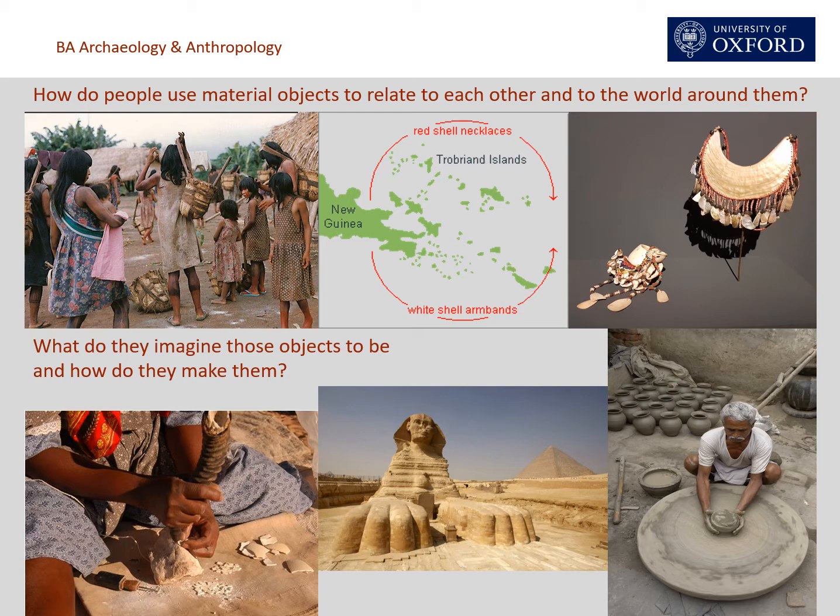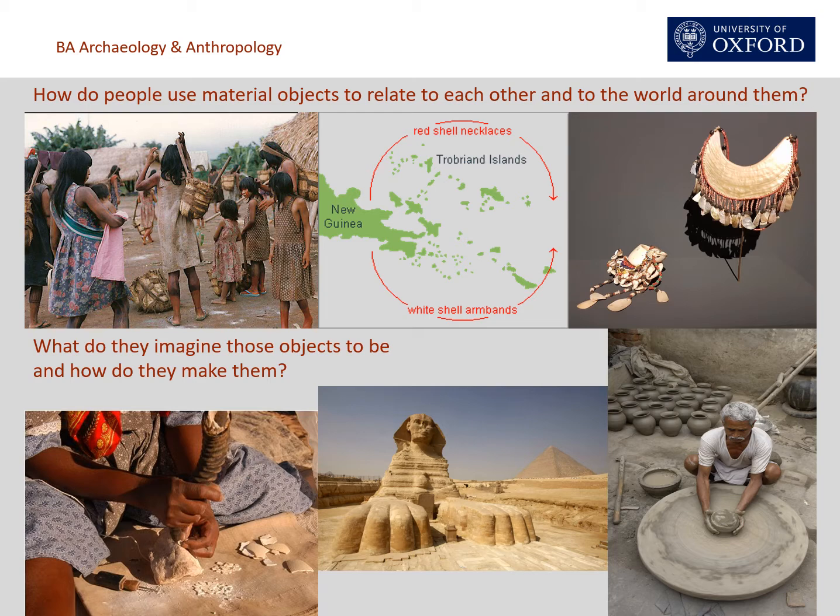And if you think about your own lives for a moment, it's obvious that none of us live in a world free from material things. We have objects all around us. Our lives are structured by those objects, whether they are small items of personal jewelry or clothing, or whether they're very large items like the spatial organization of a house. How then do people use material objects to relate to each other and to relate themselves to the world about them? What do they think those objects are?